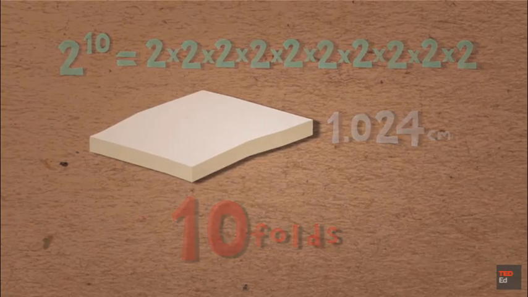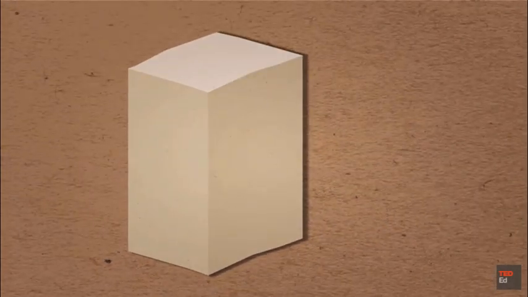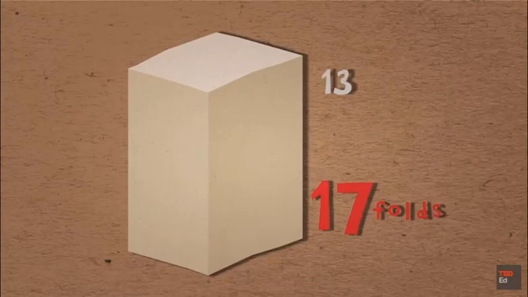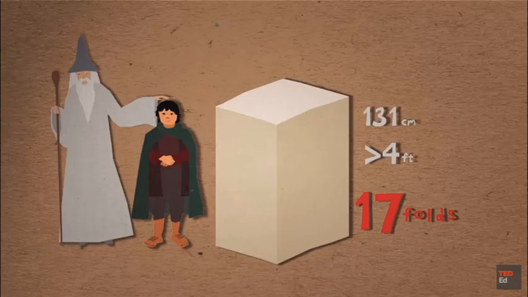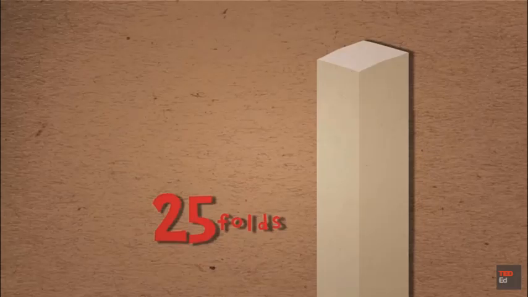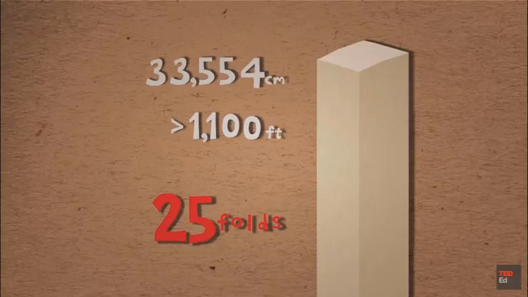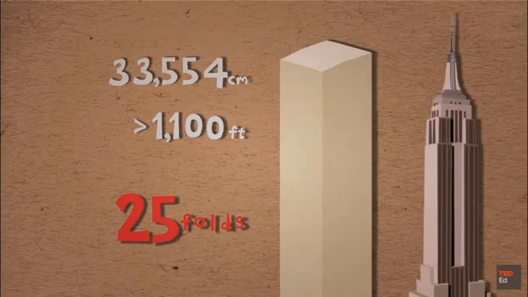Assume we continue folding the paper in half. What would happen then? If we fold it 17 times, we'll get a thickness of 2 to the power of 17, which is 131 centimeters, and that equals just over 4 feet. If we were able to fold it 25 times, then we would get 2 to the power 25, which is 33,554 centimeters, just over 1,100 feet. That would make it almost as tall as the Empire State Building.